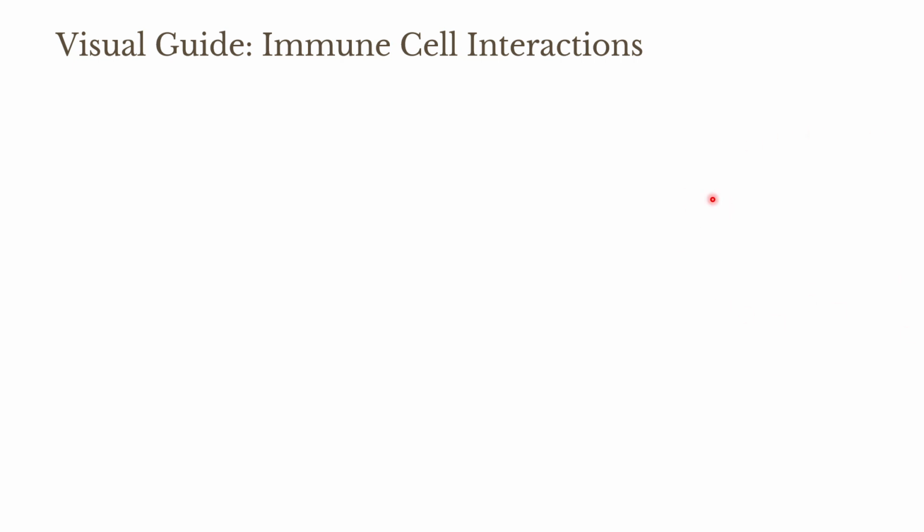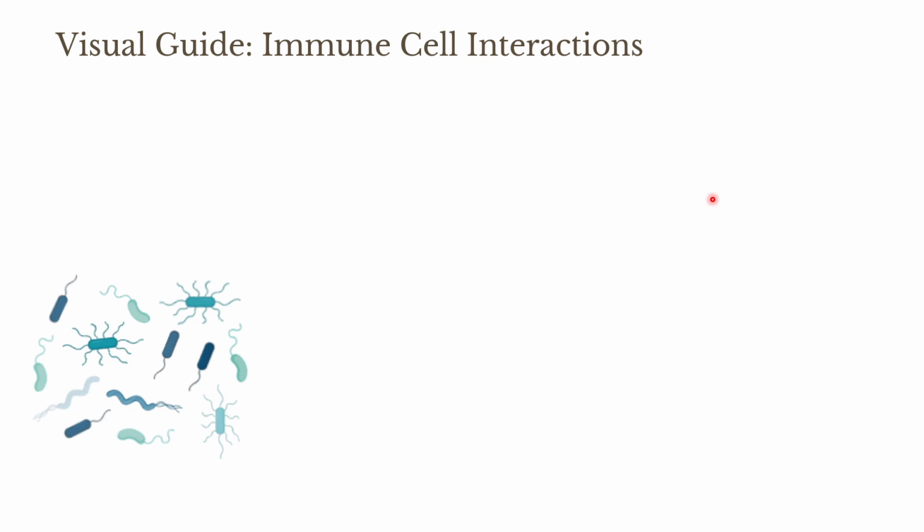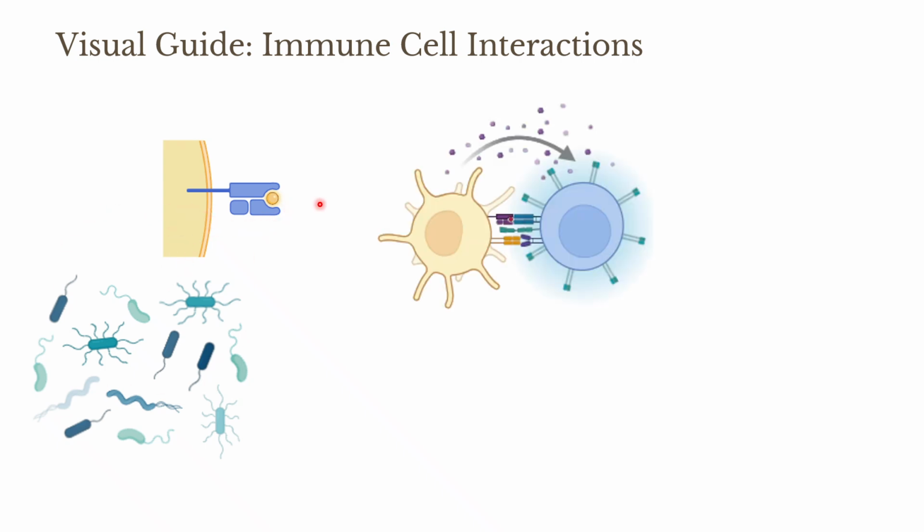So this is a visual guide to see the immune cell interactions. Here we have the pathogen. The pathogen is recognized by the antigen presenting cell. This is a macrophage. This is the cell membrane of the macrophage and it expresses its MHC complex. It is phagocytosed and a part of its peptide is expressed in the MHC complex. The macrophage interacts with the T cells, the CD4 naive T cells, where the MHC and the T cell receptor interact.